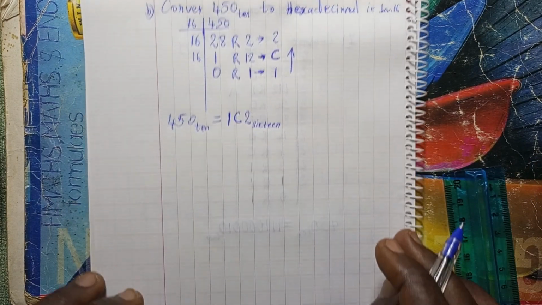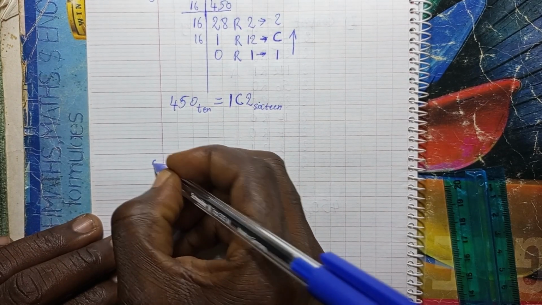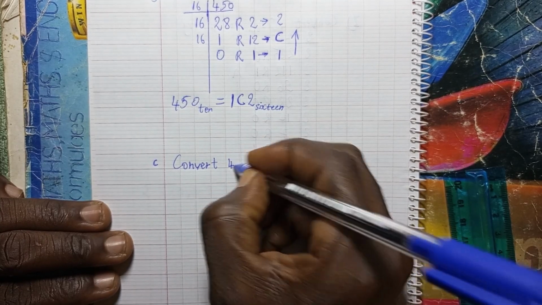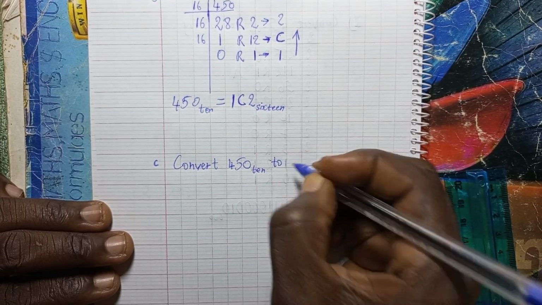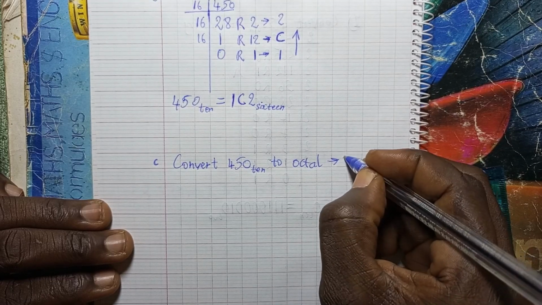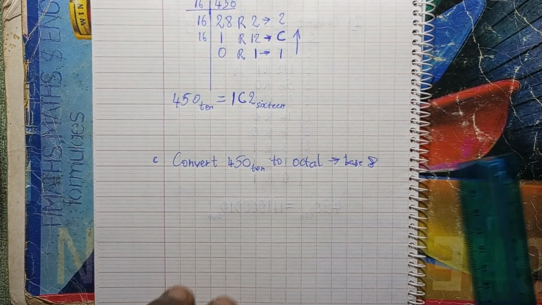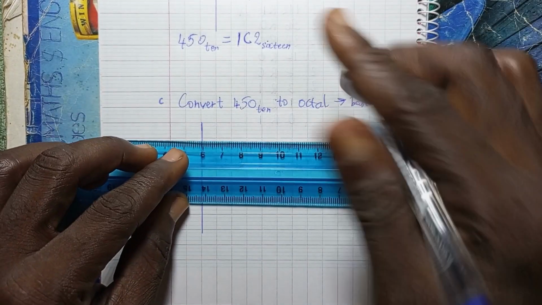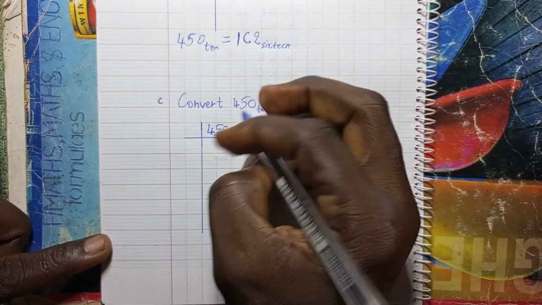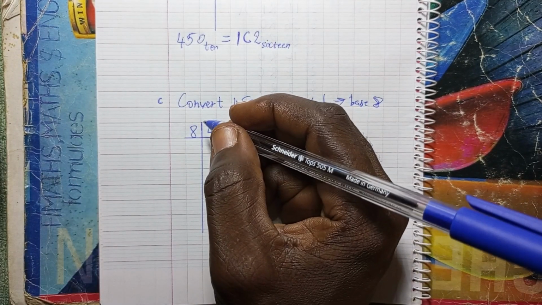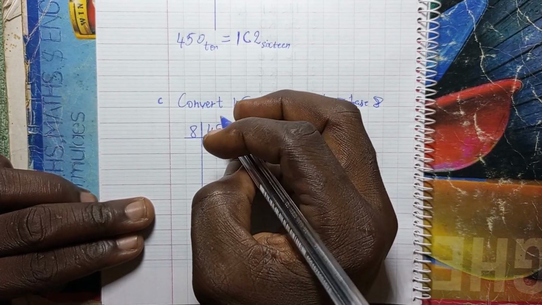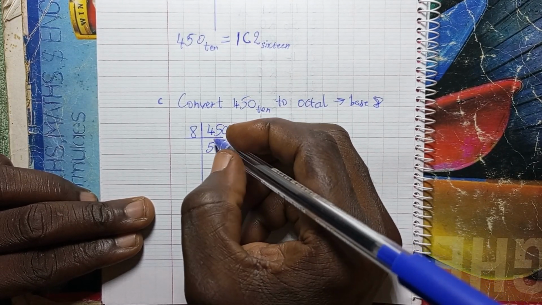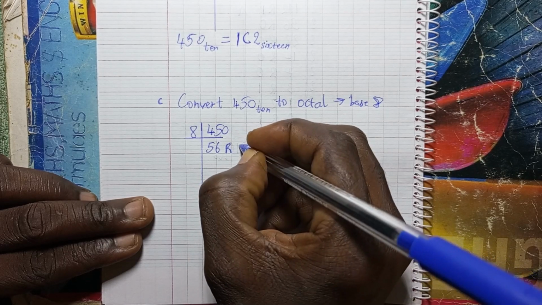And then number 1C. Number 1C says convert 450 base 10 to octal. Octal is base 8. We're using the same pattern. Draw a line this way, cut it through. Write 450 here, and then your 8 here. Now 450 divided by 8 will give us 56, and a remainder of 2.